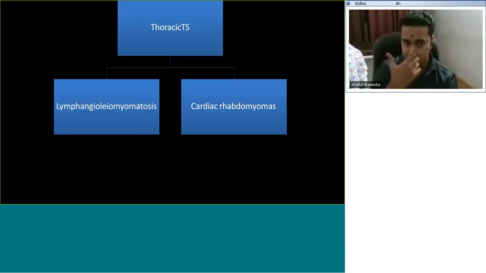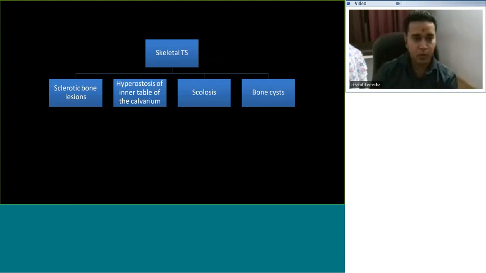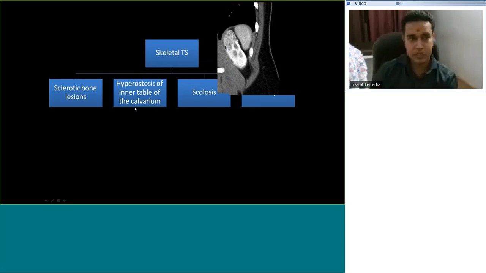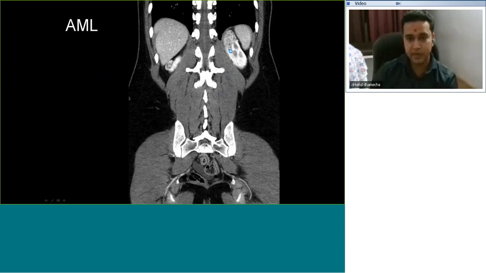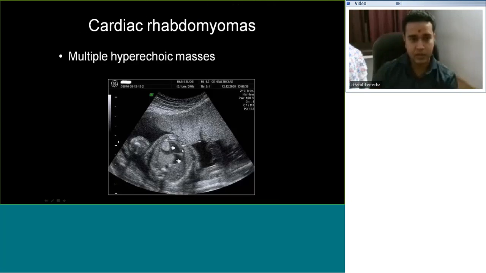Thoracic lesions are lymphangiomyomatosis and cardiac rhabdomyomas. Skeleton: sclerotic bone lesions, hyperostosis of the inner table of the calvarium, scoliosis, and bone cysts. So this is the AML, fat density with variable enhancement, and multiple cardiac rhabdomyomas.